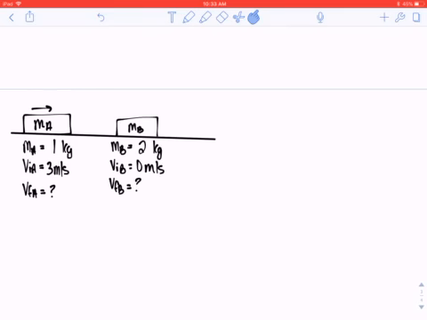Let's say that we have mass A and mass B. Mass B is going to initially start at rest. Mass A is moving towards it at 3 meters a second. Mass A has a mass of 1 kilogram, mass B is 2 kilograms. After the collision, they're going to stick together and move as one. So we don't know either of the final velocities.